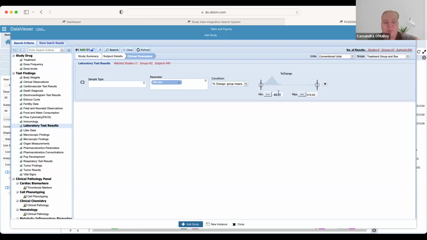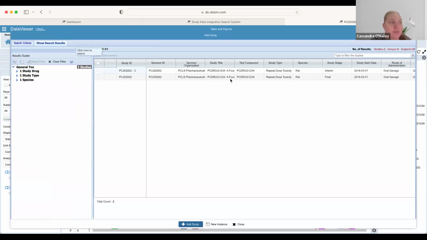So I'm going to look for specific outliers, and I'm going to look at any subjects that have greater than 100% change of the bilirubin up to the maximum. We're not going to change that, and that's at 414%. And then I'm going to click search.